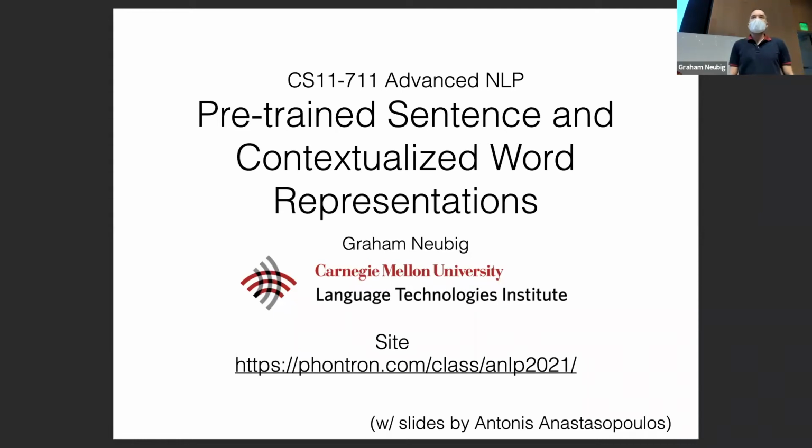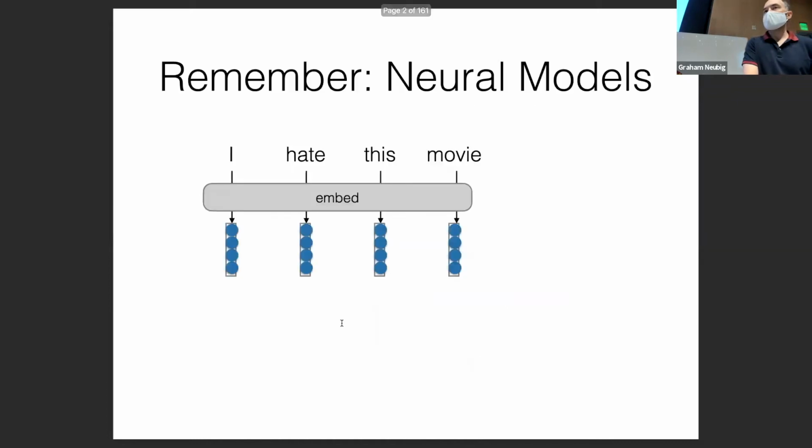So this time I'll be talking about pre-trained sentence and contextualized word representations. These are one of the major workhorses of NLP nowadays. They use transformers a lot of the time, like we talked about last time. So that's another big workhorse of NLP nowadays. So lots of important concepts this week for general NLP methods. And so, yeah, let's get started.